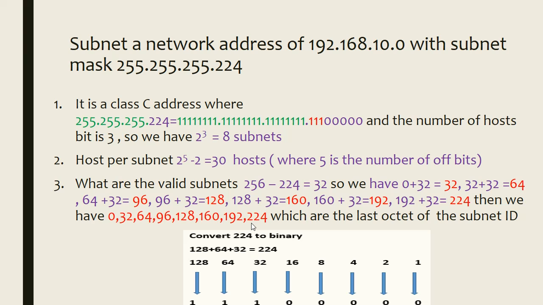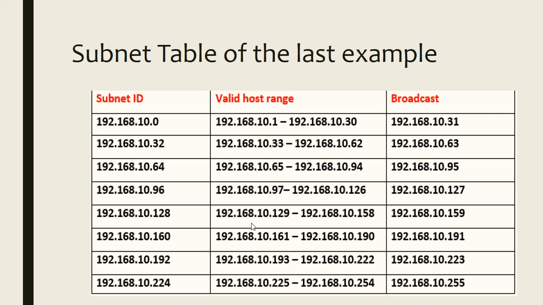So that's the last octet of the subnet IDs, right? Now looking at this table, I have my subnets 0, 32, 64, 96, 128, 160, 192, 224. Now for the broadcast address, I told you it is the number before the next subnet ID. Now if the next one is 32, my broadcast will be 31, right?